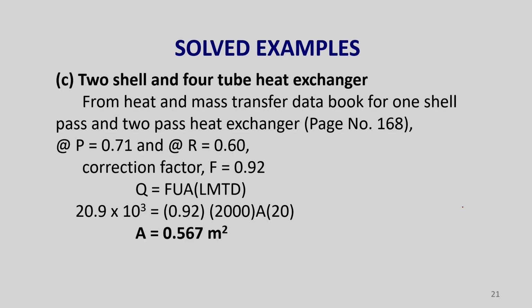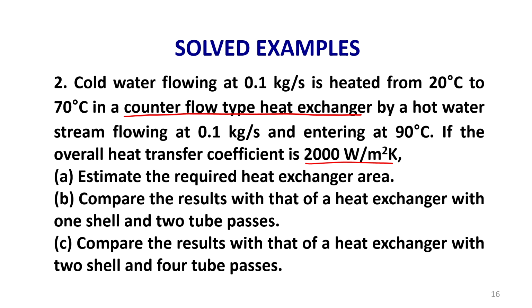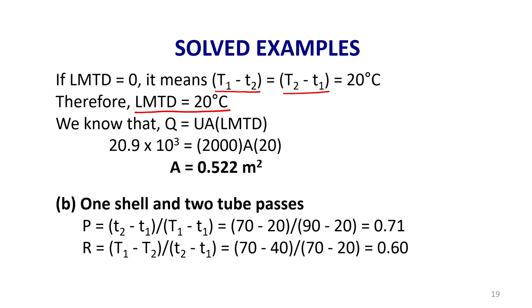Next, I will be comparing the results with the correction factor. Compare the results with that of a heat exchanger with 1 shell and 2 tube pass, and with that of a heat exchanger with 2 shell and 4 tube pass. Then you will understand how much variation there is in the heat transfer area.